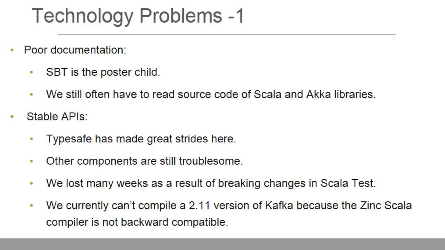We mentioned earlier we're going to use Kafka. The current version of Kafka is still on the 2.10 compiler. We've been trying to get it built with 2.11. It uses the Zinc Scala compiler, which has a backward compatibility bug. We're currently working with Typesafe, and hopefully we're going to get that resolved soon, but that's given us a certain amount of pain.